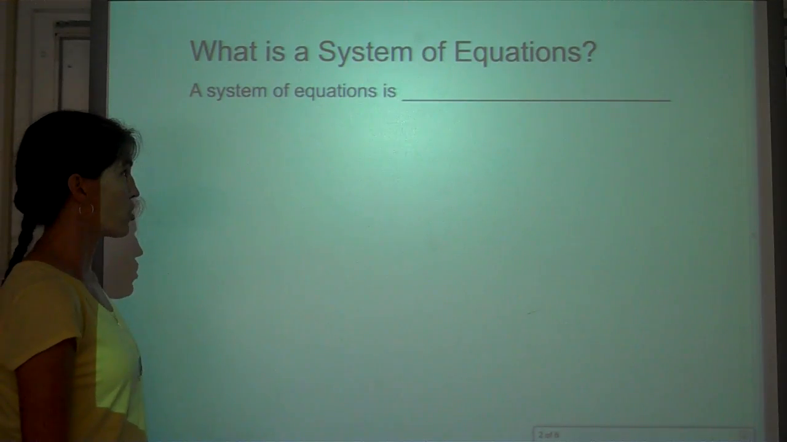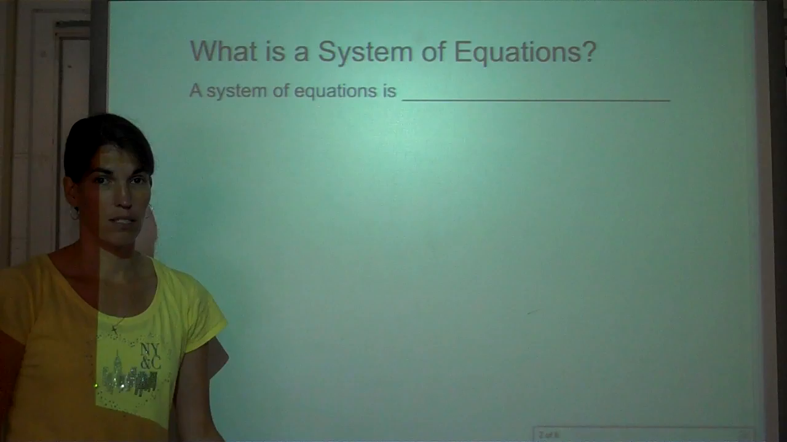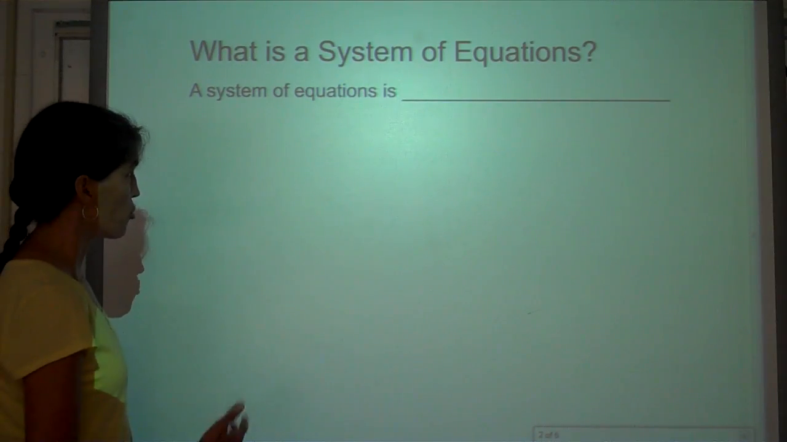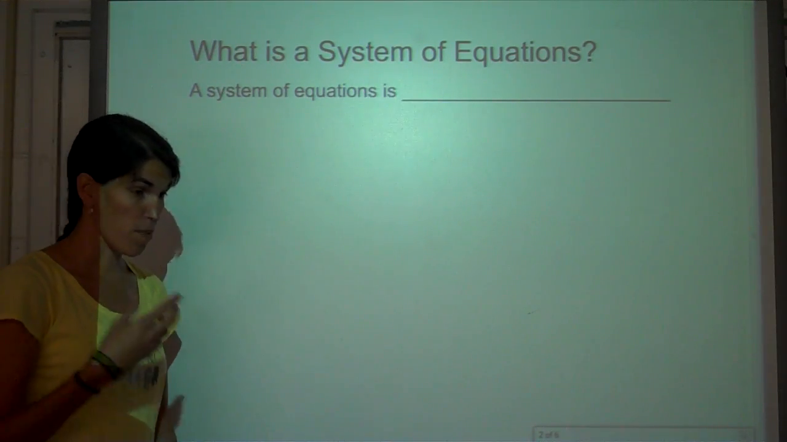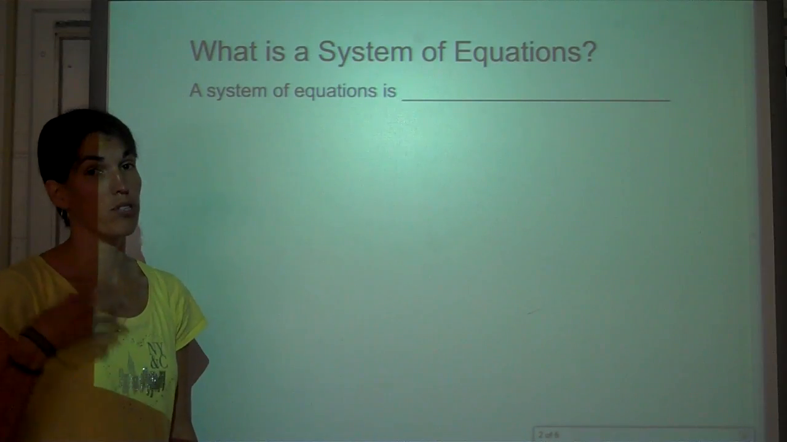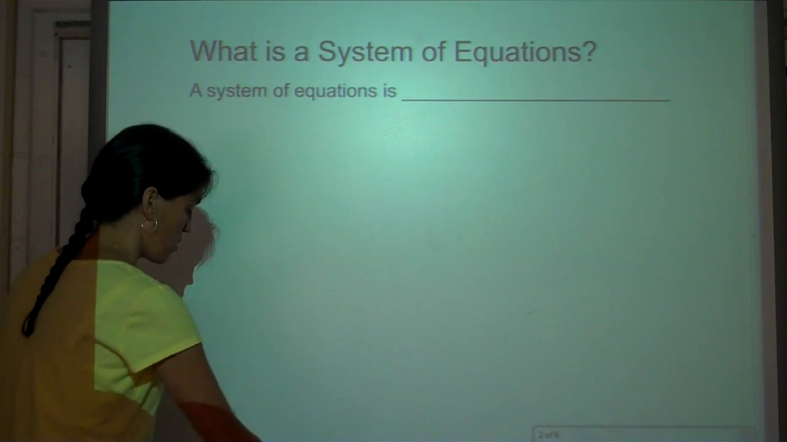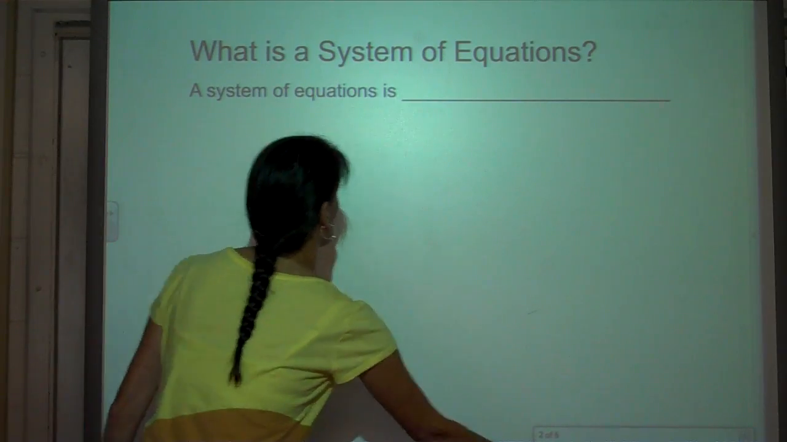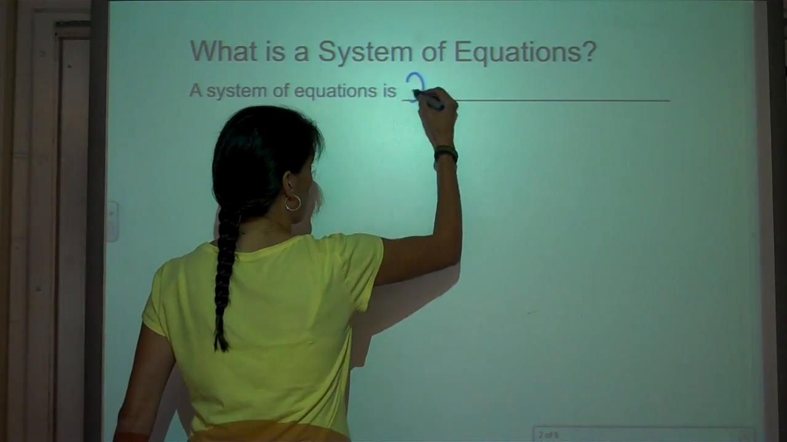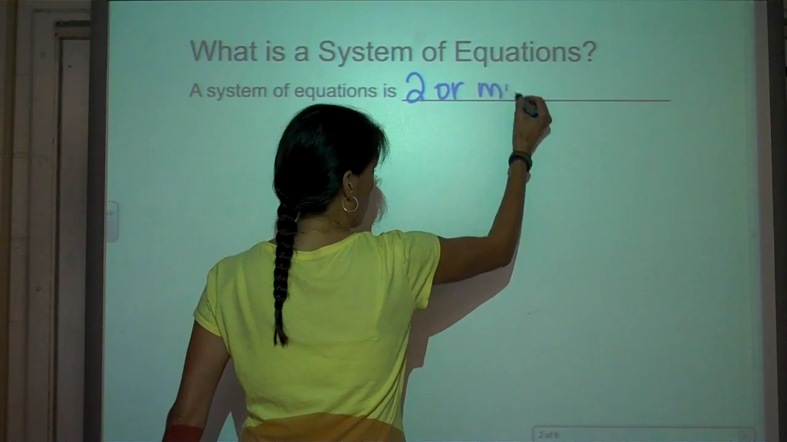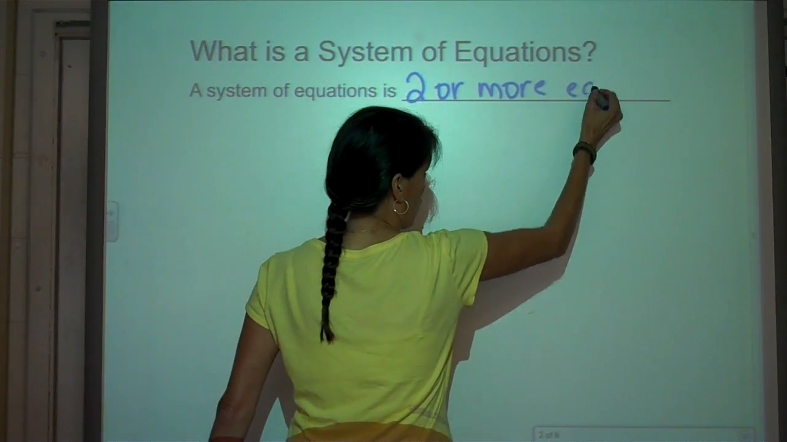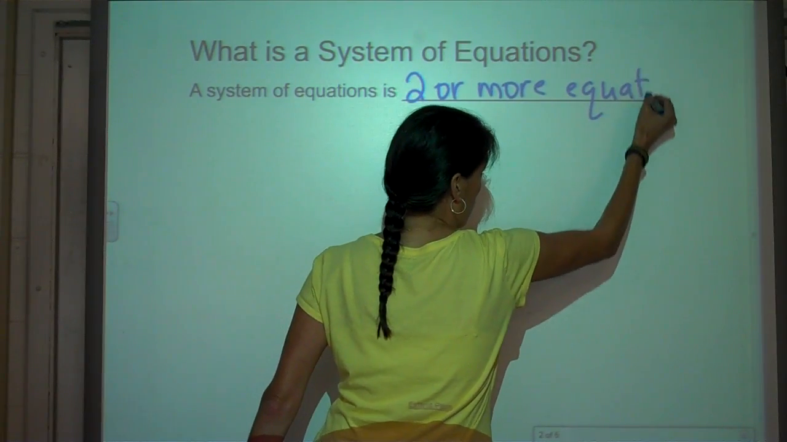So the first question is, what is a system of equations? You may not know. You should have your note page right now. You need to make yourself some decent notes. Remember, there's an expectation that you're making a good effort to try to learn this. So, a system of equations is, write this down, two or more equations together.